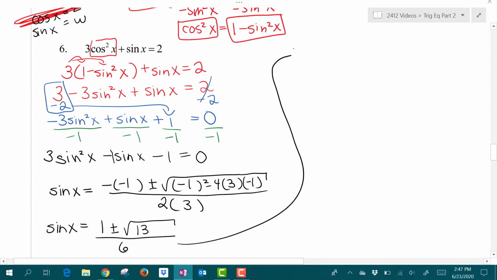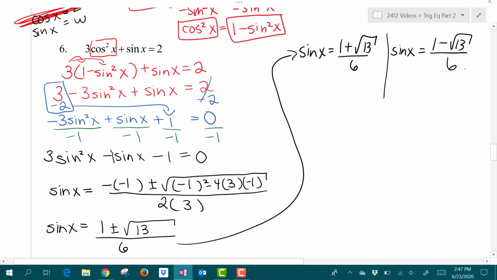I'm just going to bring this work up here. Alright, so we actually have two different ratios, right? We have sine x is equal to 1 plus the square root of 13, all of that divided by 6. And then we have sine x equals 1 minus the square root of 13, all of that divided by 6.